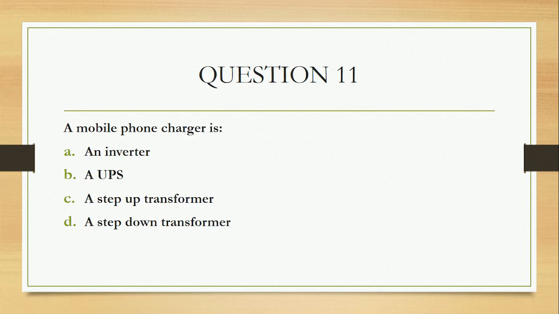Our next question is, a mobile phone charger is option A, an inverter, option B, a UPS, option C, a step up transformer, या फिर option D, a step down transformer. And the correct option is option D, a step down transformer.